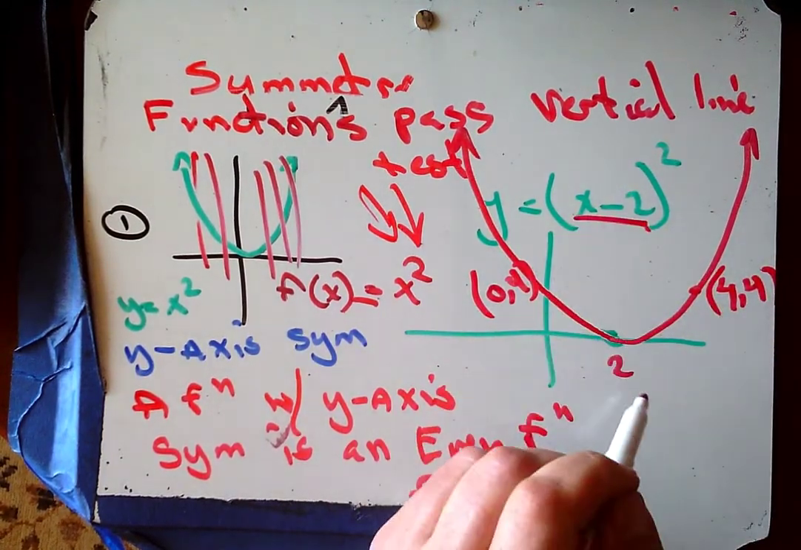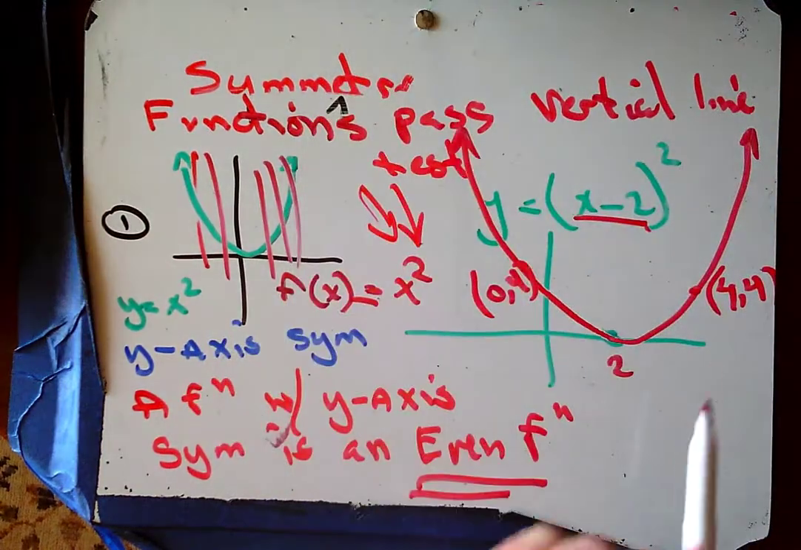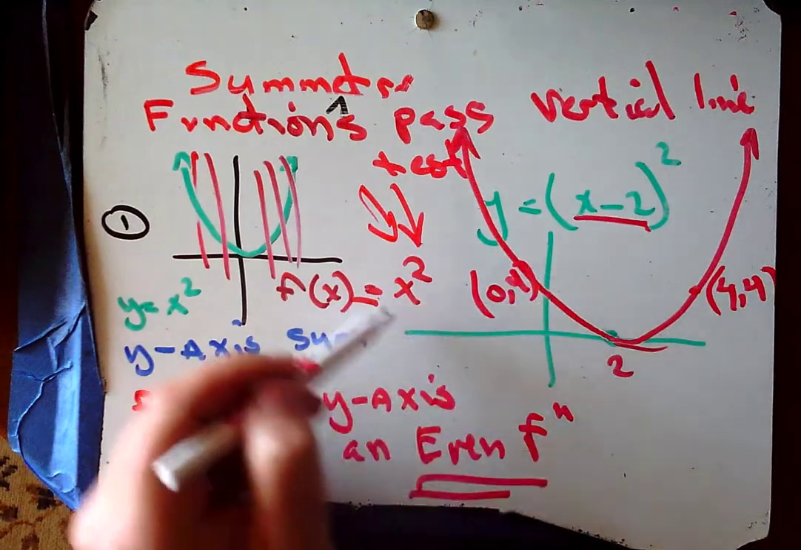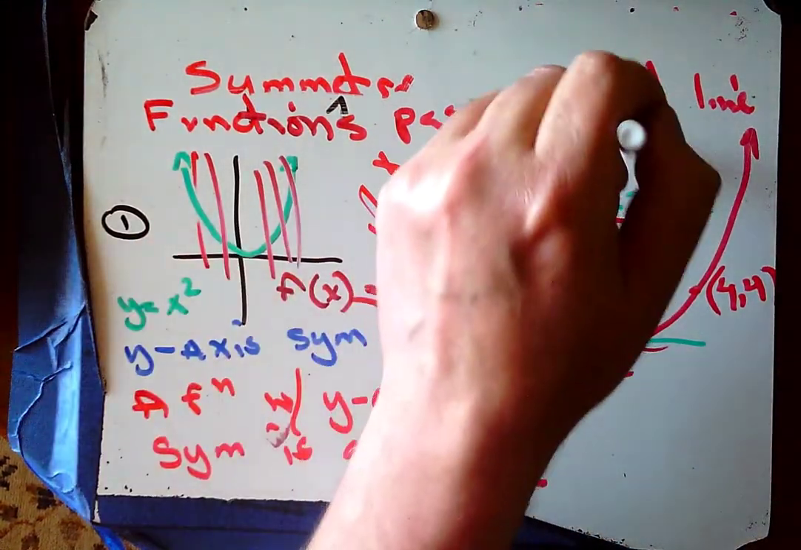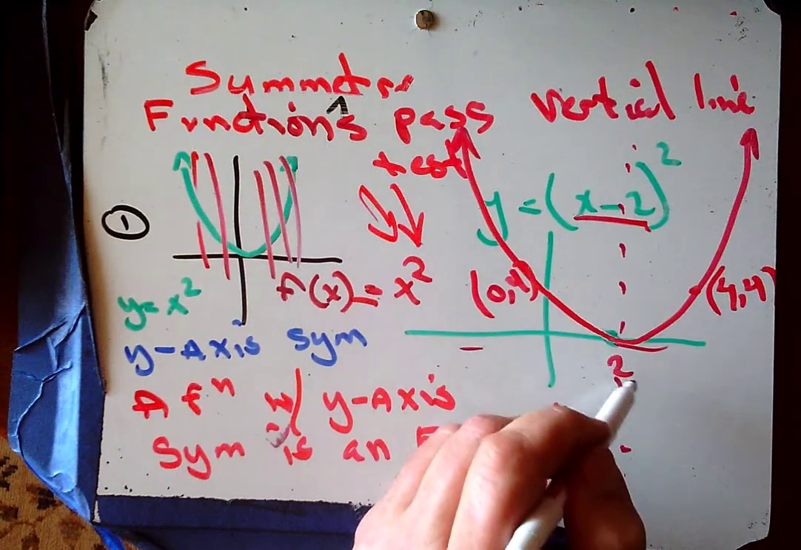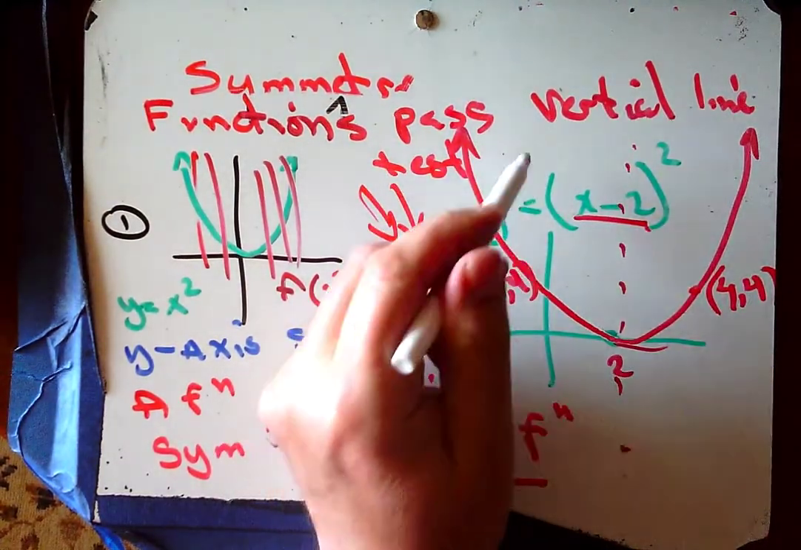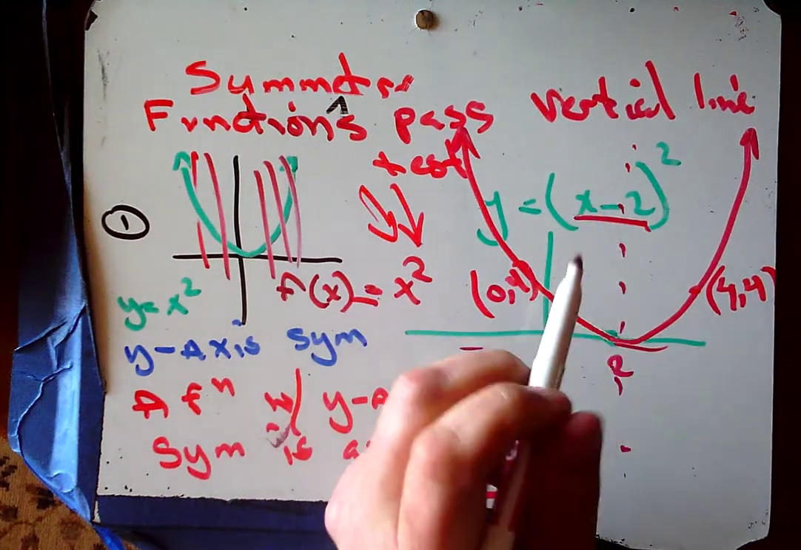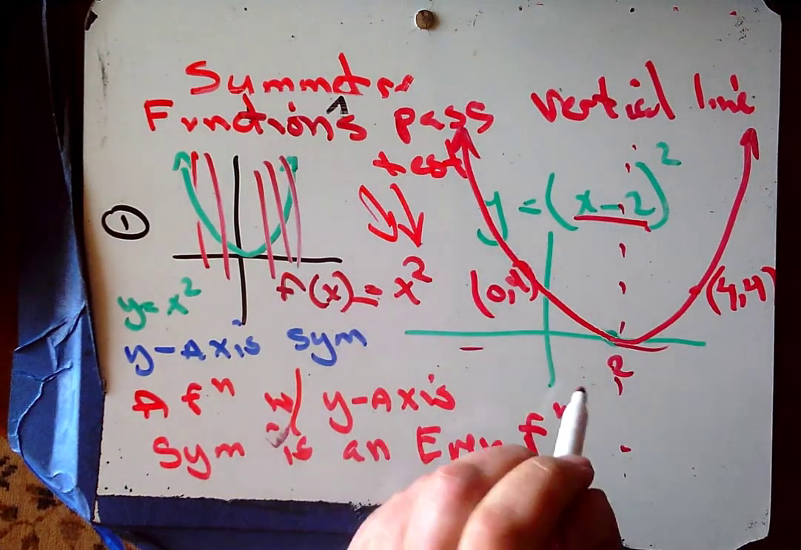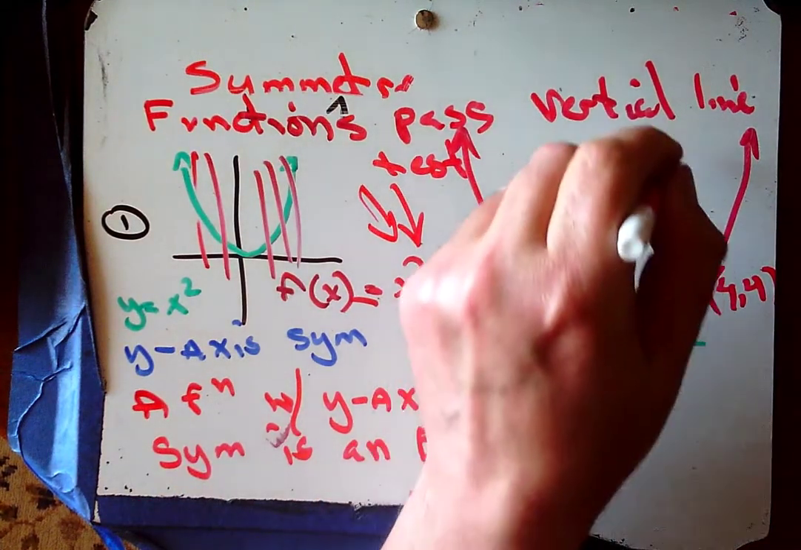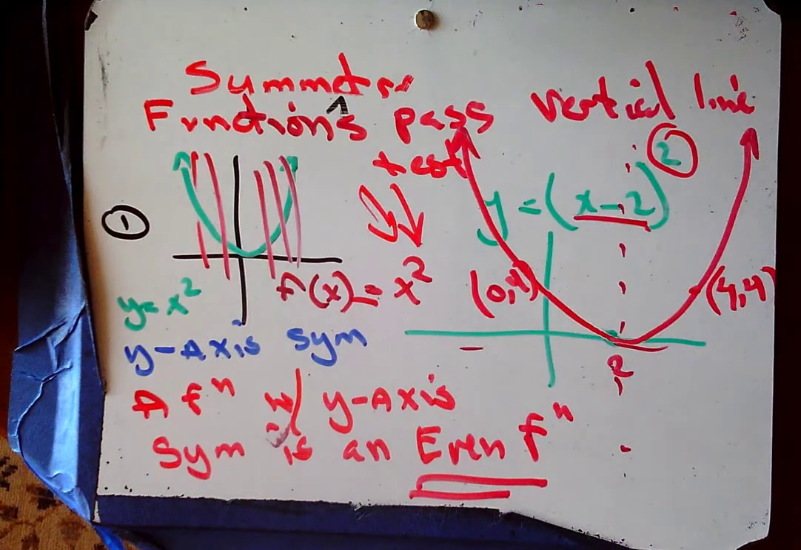Now, does this reflect across the y-axis? Well, I don't see this shape over here. There is an axis of symmetry that runs down the middle through the vertex, but that's not at x equals 0. That's at x equals 2. So, even functions have y-axis symmetry, but just because you see an even power doesn't mean it's an even function. Even functions are things that have y-axis symmetry.